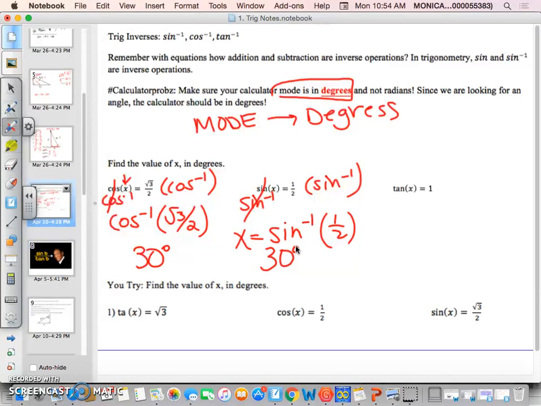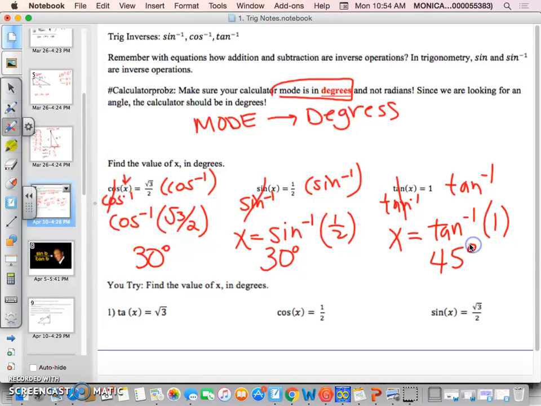The last one is tangent x equals 1. Once again, to get rid of tangent, you're going to multiply by the inverse of tangent. It's kind of like taking the square root of something that's squared. You end up canceling it out. So x is going to equal inverse tangent of 1. Second tangent, 1, close your parentheses, hit enter, and you should get 45 degrees.